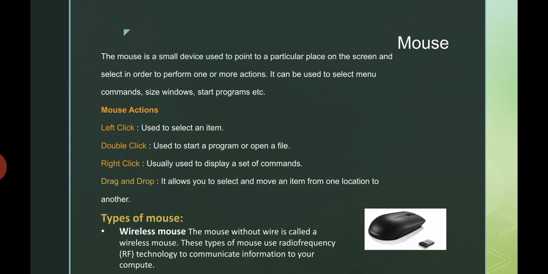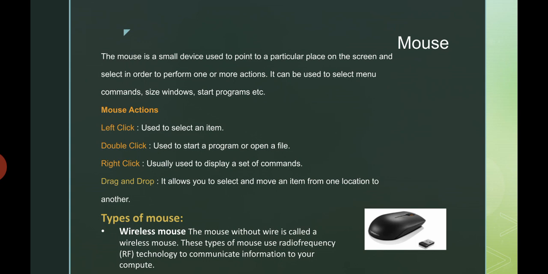To achieve drag and drop, place the cursor over the item, click the left button and hold the button down, then move the cursor where you want to place your item. Now the next part of this topic is types of mouse. First is the wireless mouse. A mouse without any wire is known as a wireless mouse. This type of mouse uses radio frequency technology to communicate information from your computer to the mouse.